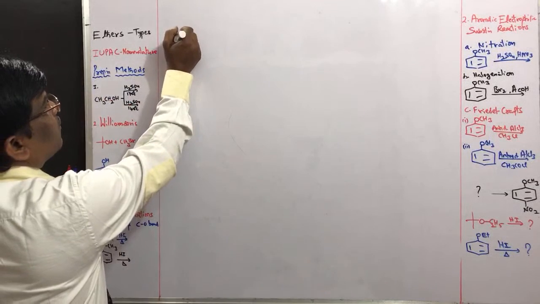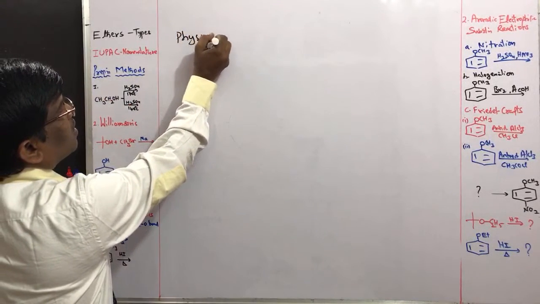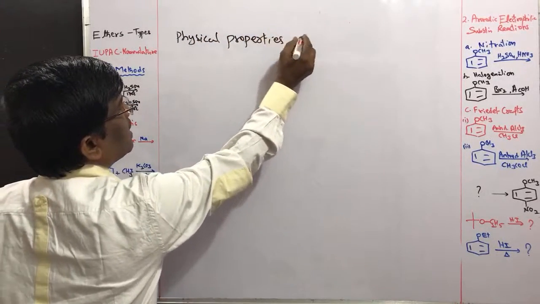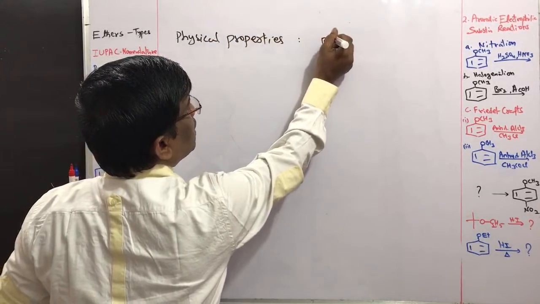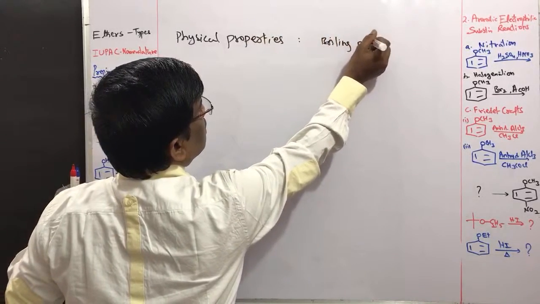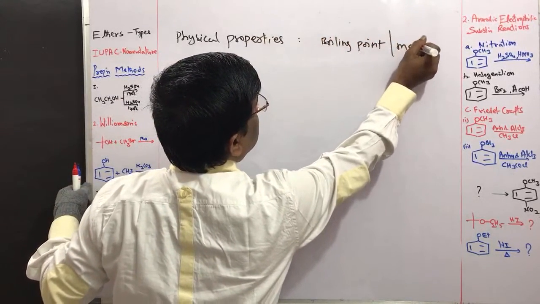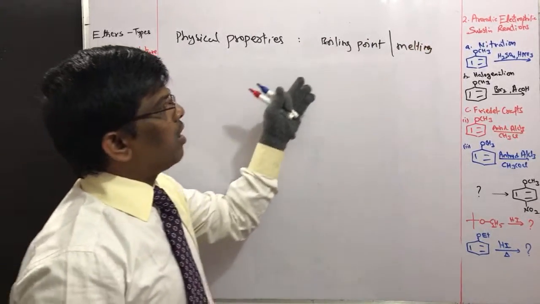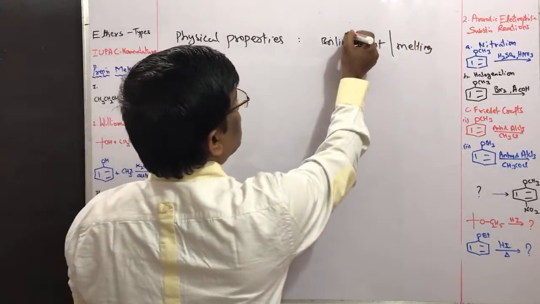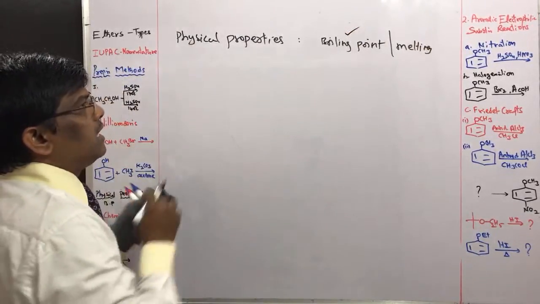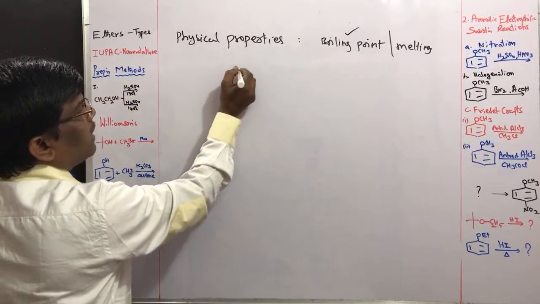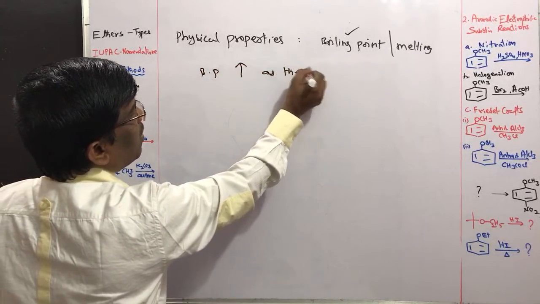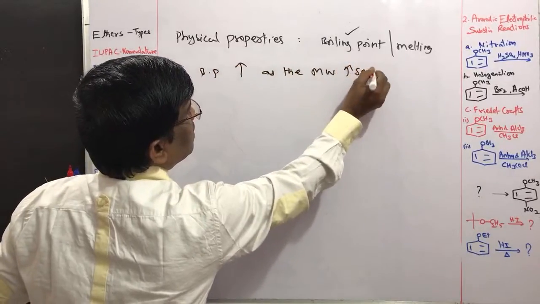Yes, students, what are the physical properties we usually come across? It is boiling point or melting point. However, the common ethers we come across are liquids. So stick to boiling point. These boiling points increase as the molecular weight increases.